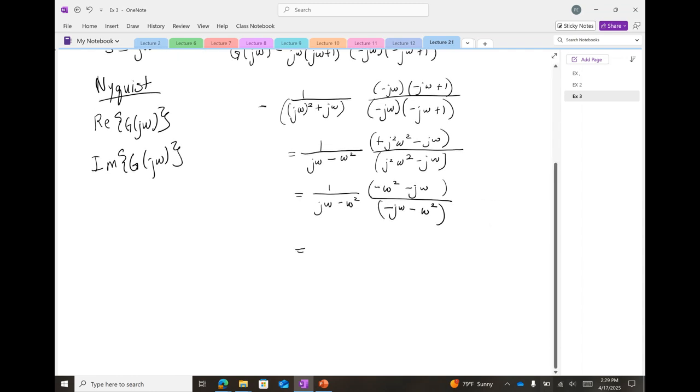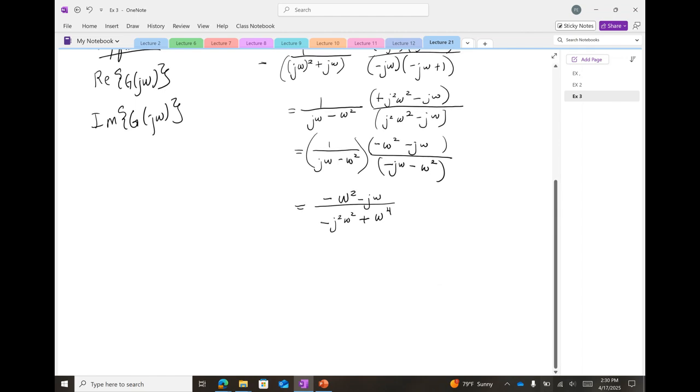Okay, so let's keep going. We're going to multiply now this guy by this guy. So our numerator is minus omega squared minus j omega divided by our denominator. So we get minus j squared omega squared, and then the imaginary parts are going to cancel, and we get plus omega to the 4th. So let me just write this out to show you what I mean. So we did this one, and we did this one.